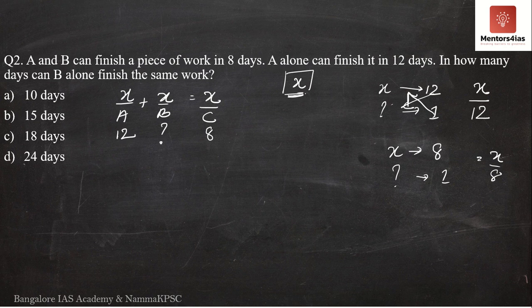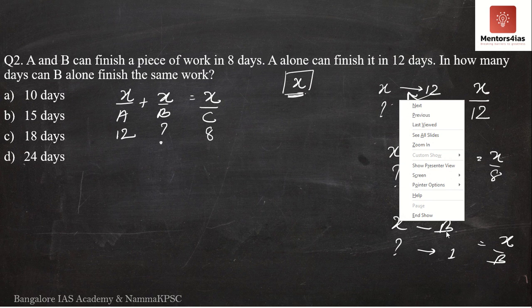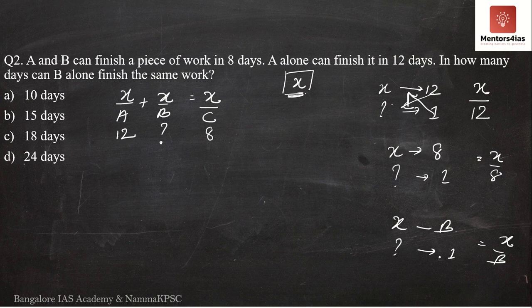Okay, so this is what we have to do. Now I have to find out B. So the entire amount of work is done in B number of days. So in 1 day, how much work is completed? Nothing but X by B. So I will substitute for A and C as 12 and 8 respectively. So what do I get here? I get X by 12 plus X by B is equal to X by 8.